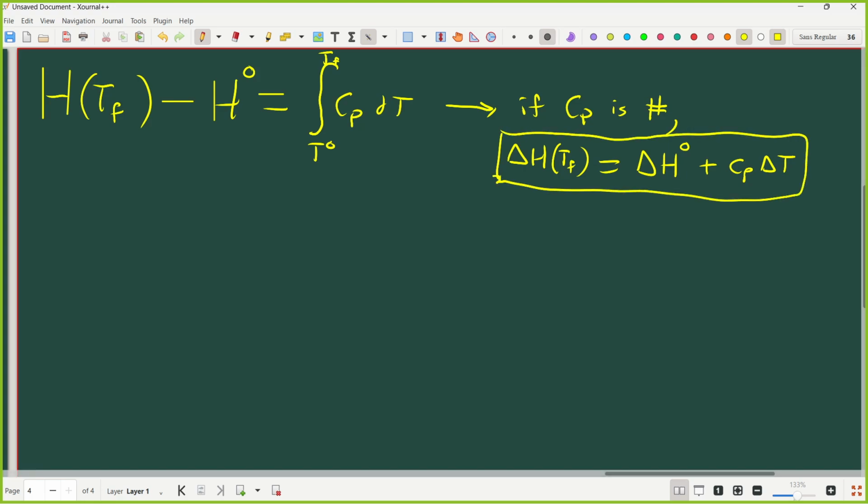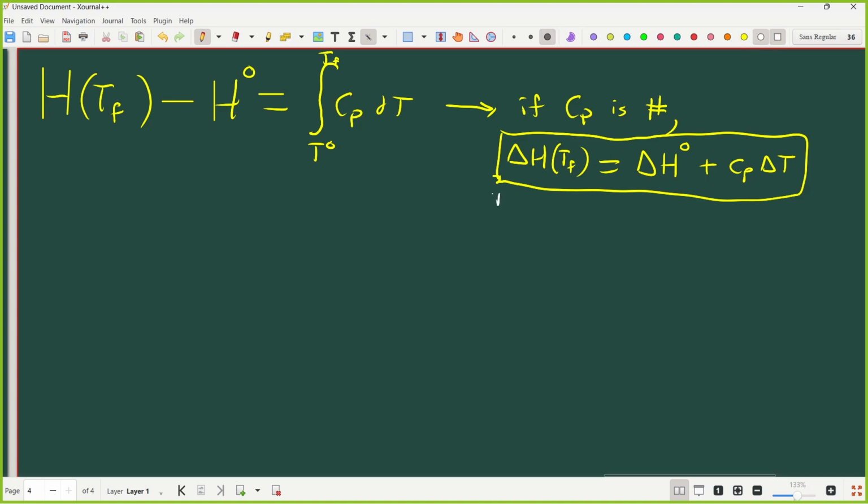So that's a really easy formula. You might have learned that in Gen Chem, but this makes a big assumption. This assumes heat capacity is temperature independent.